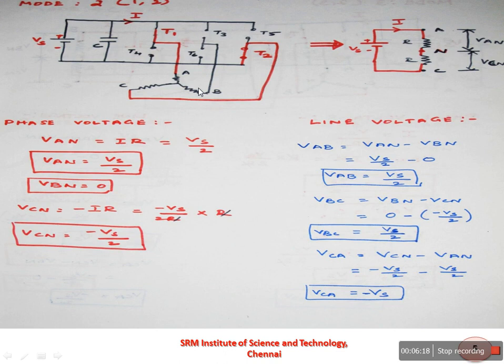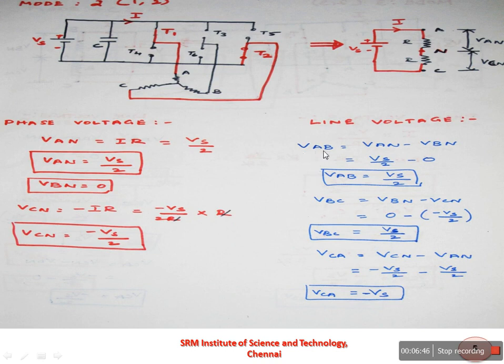So here the VBN is equal to 0 and VCN is equal to minus I into R, because the C is a phase which is connected to the negative of the supply. So you can substitute this I value as Vs by 2R into R. This R will cancel each other and VCN is equal to minus Vs by 2. So using this phase voltage, you can calculate the line voltage of mode 2 operation.